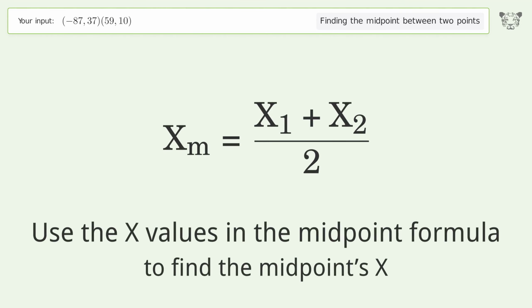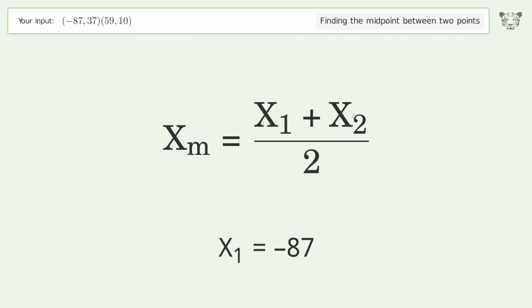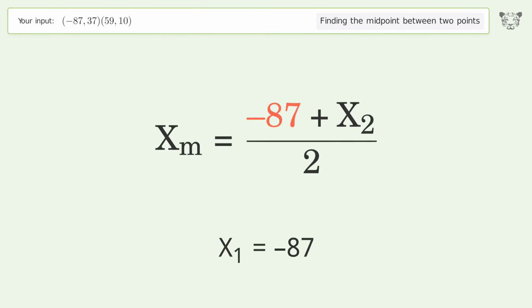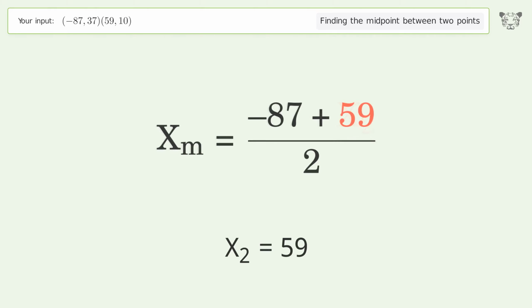Use the x values in the midpoint formula to find the midpoint's x. x1 equals -87. x2 equals 59. Simplify the arithmetic.